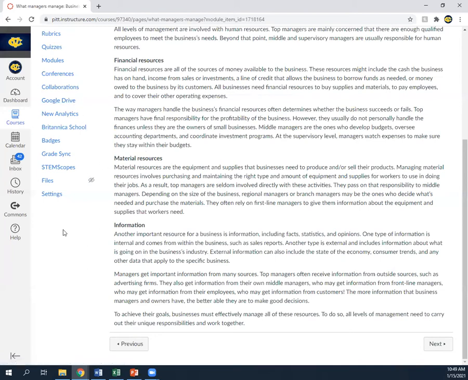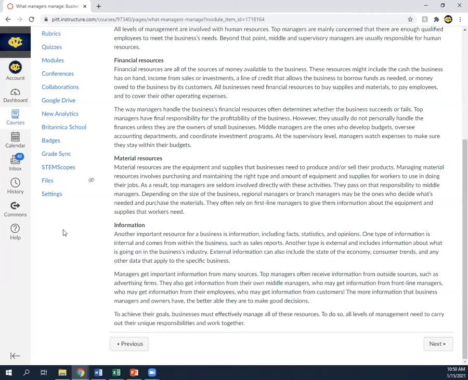Information. Another important resource of business is information, including facts, statistics, and opinions. One type of information is internal and comes from within the business, such as sales reports. Another type, external, includes information about what is going on in the business industry. External information can also include the state of the economy, consumer trends, and any other data that apply to the specific business.